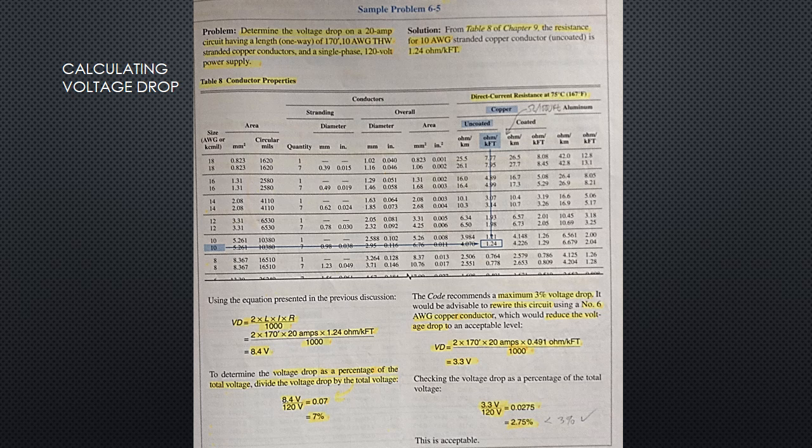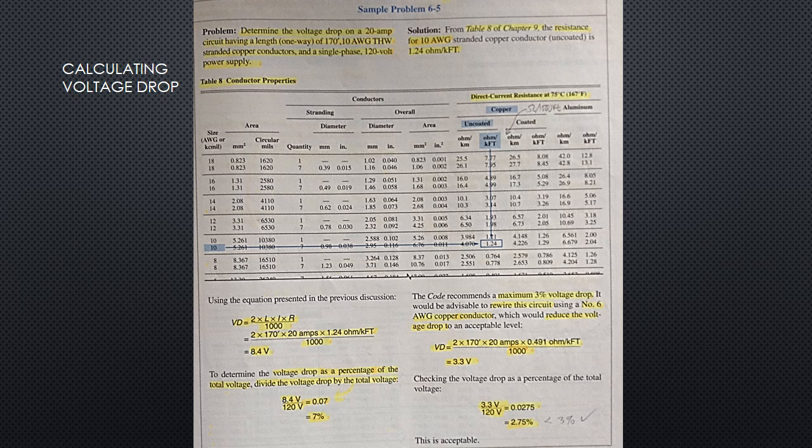Going over sample problem 6-5, determine the voltage drop on a 20 amp circuit having a length one-way of 170 feet. 10 AWG THW stranded copper conductors and a single phase 120 volt power supply are used. The solution for this problem: from table 8, chapter 9, the resistance for 10 AWG stranded copper conductor uncoated is 1.24 ohms per K feet, or 1000 feet. Those have been highlighted on the table itself.